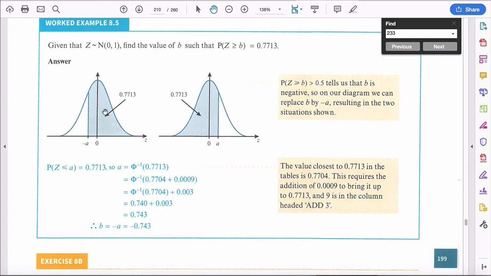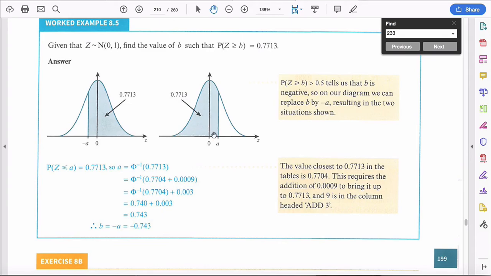It means that the area is more than half. Definitely this B is a negative number. The table doesn't give you any information concerning negative numbers. So I should make it opposite. I make it positive. It comes here. This region is the same as this region. So we can say that phi of a number a should be 0.7713.